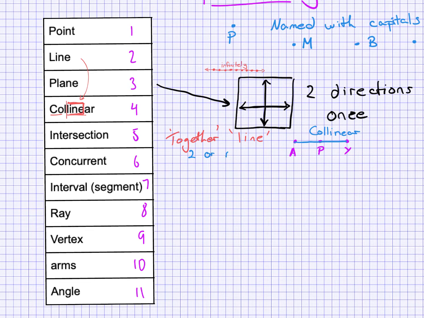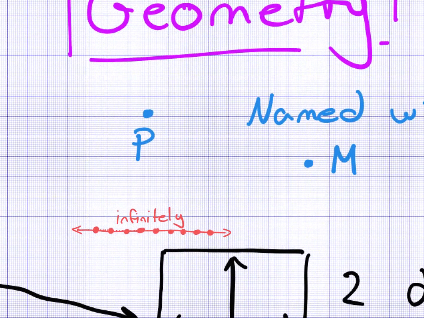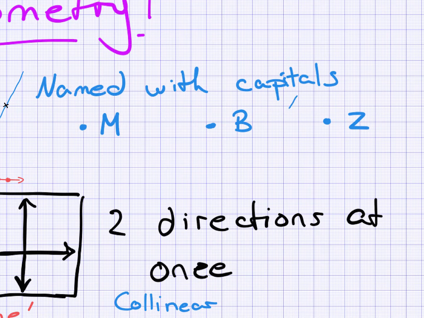Two or more, because it could be three, this one has three, more points on a line is collinear. All right. Now number 5, intersection, is exactly what it sounds like. It's where two or more lines cross each other. So if we look here, we can see that where the blue crosses the red is called an intersection point.